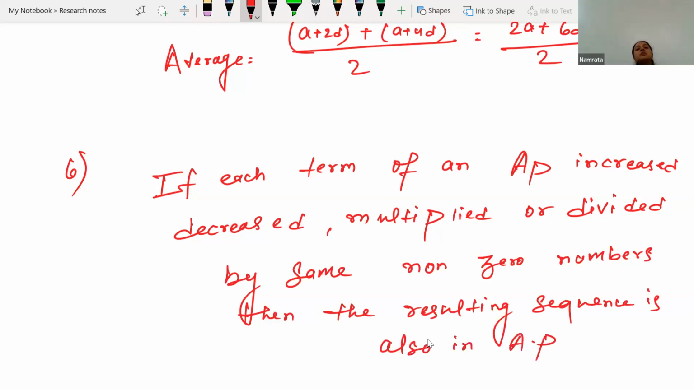So suppose I am saying 2, 4, 6, 8, these are in AP. Now if you multiply the same number with all of them, still that will be in AP. If you divide all the numbers by the same number, still that will be in AP. If you add something to all the terms, still that will be in AP. And if you subtract something from all the terms, still that will be in AP only. Are you getting it?